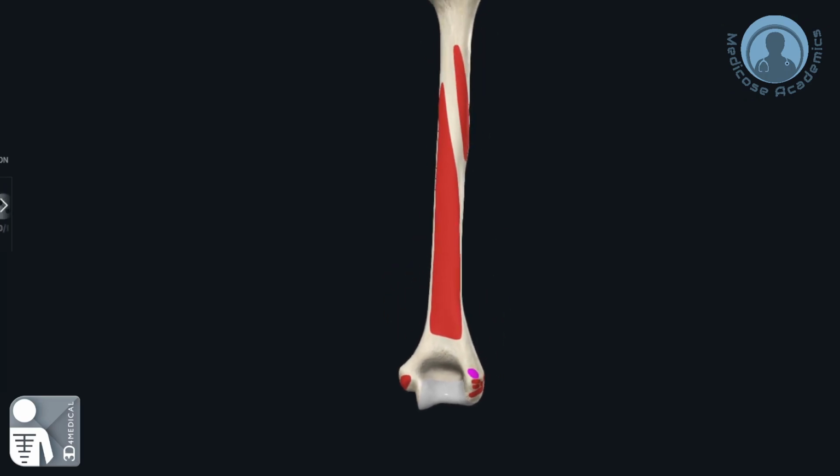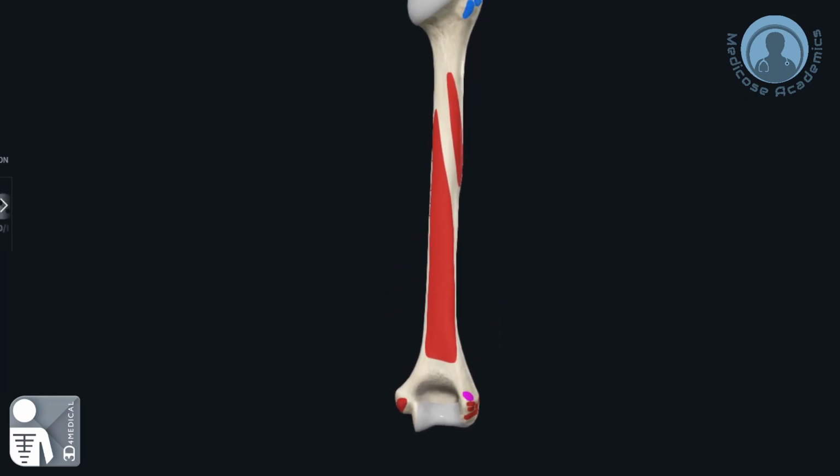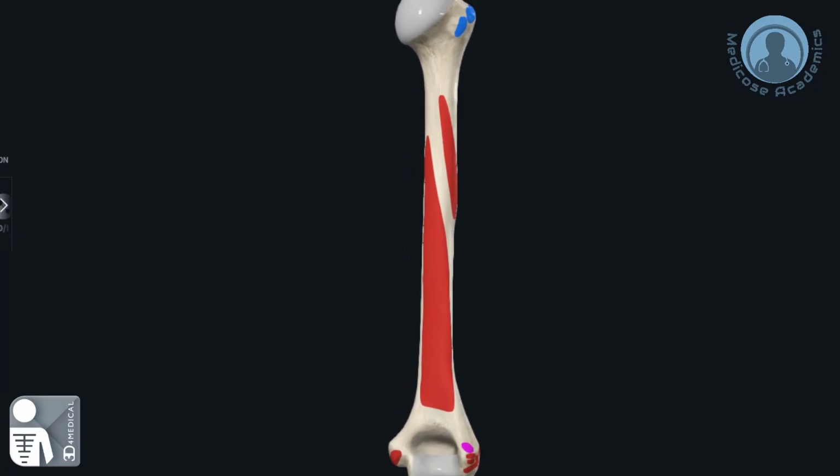Now this leaves us with the last muscle on the dorsal aspect, the posterior aspect of the shaft of the humerus. You might have guessed it: this is the triceps muscle. The white area between its heads is the radial groove. The one below the radial groove is the medial head of triceps, and the one above and lateral to the radial groove is the lateral head of the triceps muscle.